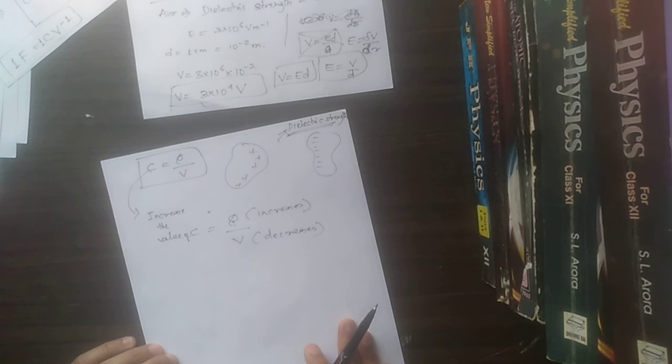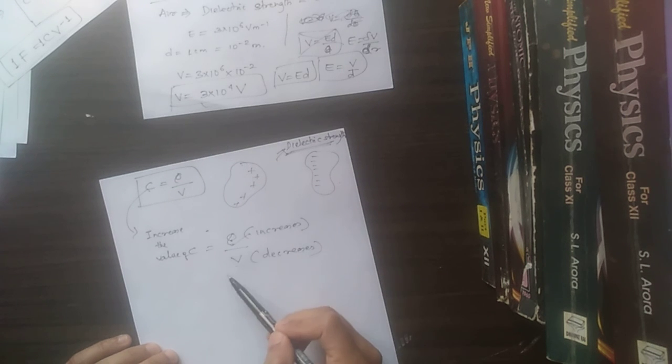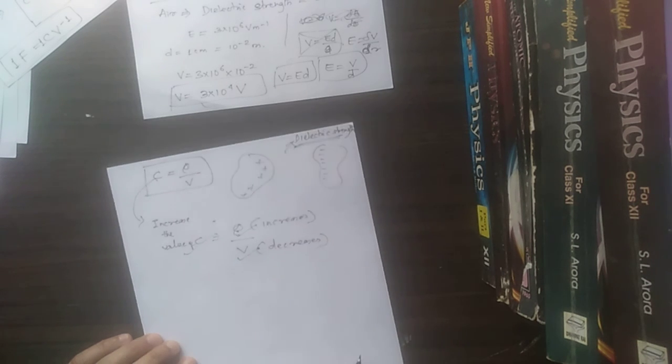So this is the trick to utilize capacitors such that they can store more charge at relatively less potential. So the idea is to increase the value of C.